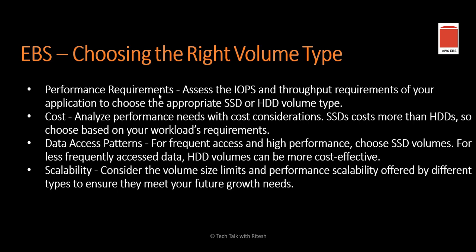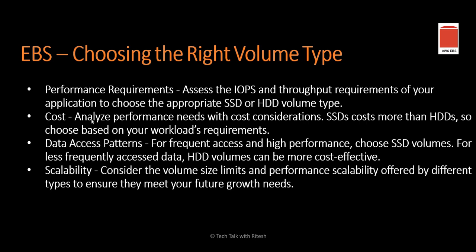How do we choose the right volume type? These are the parameters on which we decide. Performance requirement: assess the IOPS and throughput requirement of your application to choose the appropriate SSD or HDD volume type. That is the very first thing, right? You understand the requirement, and if it is for big data analytics, I will not even think of SSD, because SSD is not the right solution for me. So think through those performance requirements first and then decide which option you should select.